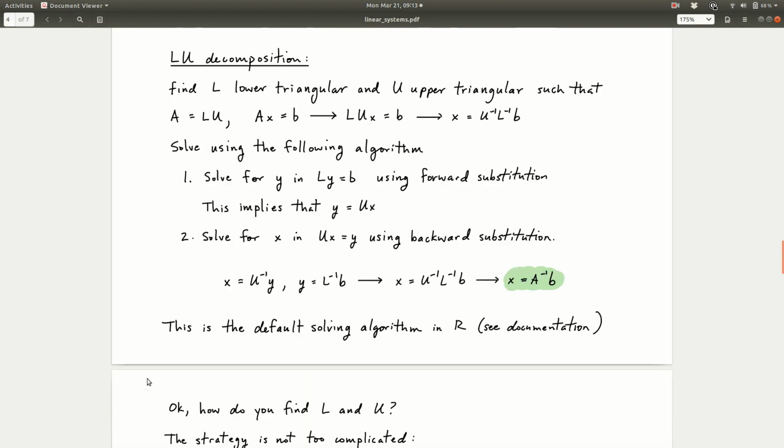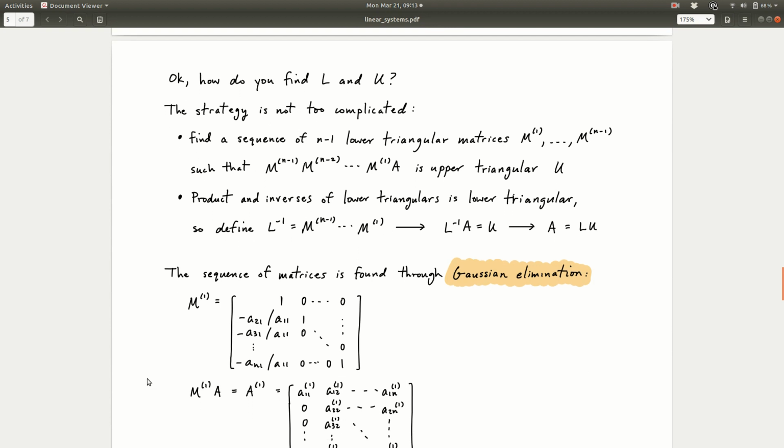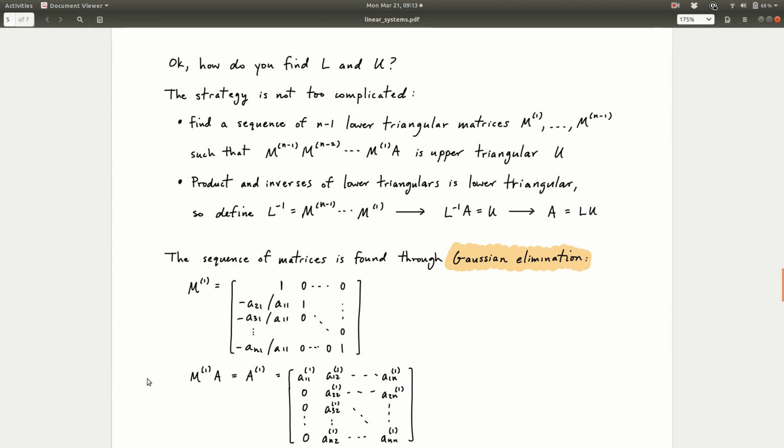All right, next question, you're probably wondering, how do you do the decomposition? Or in other words, how do you find the L lower triangular and U upper triangular such that A equals L times U? So I write here that the strategy is not too complicated, but I guess you can be the judge of that. And here's how it works.